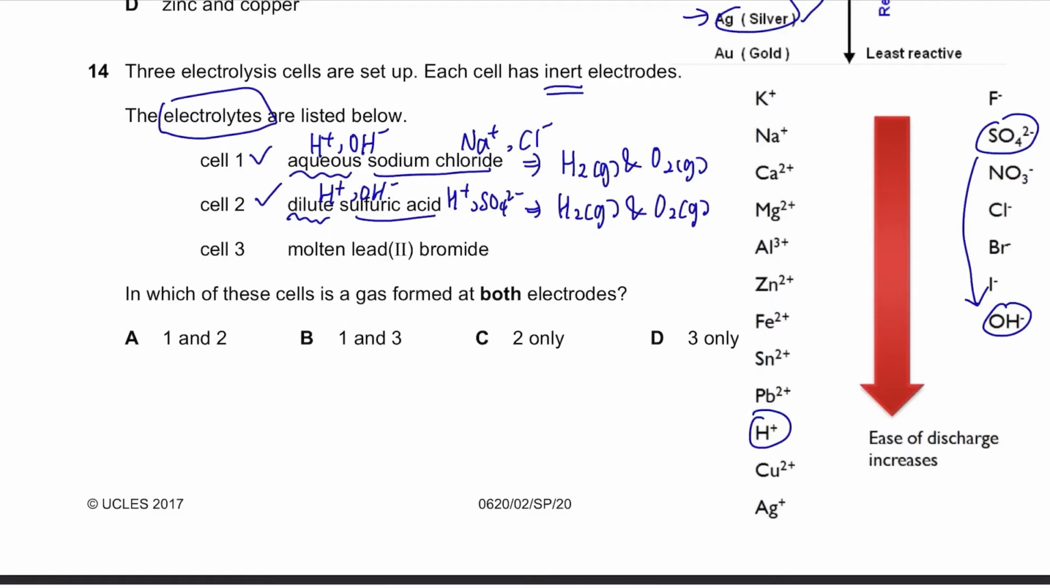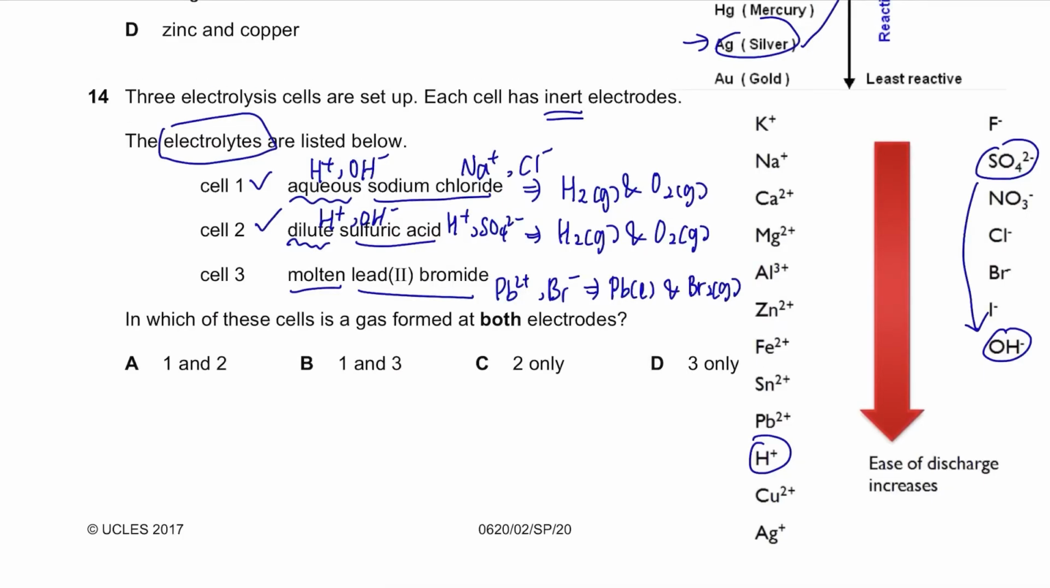Cell 3, molten lead(II) bromide. Since it's molten, only Pb2+ and Br- ions will be present. Pb2+ ions will not form a gas, it's a metal, and Br- will form bromine gas, but since the question said both electrodes, cell 3 is not the answer. So the answer is A, 1 and 2.